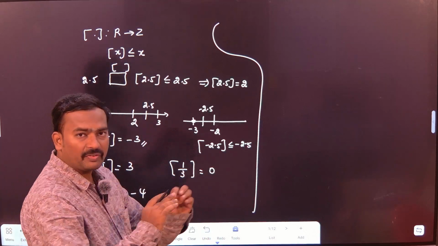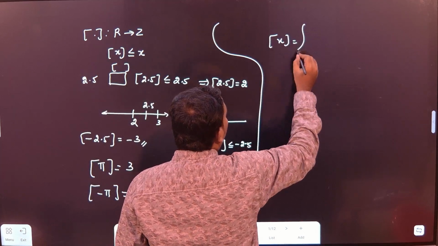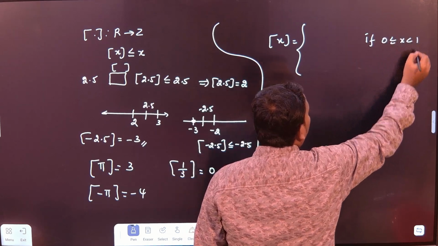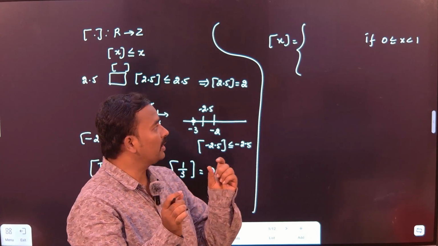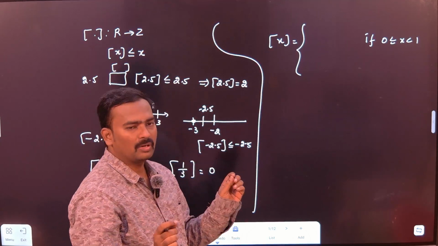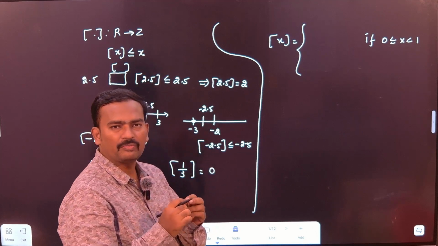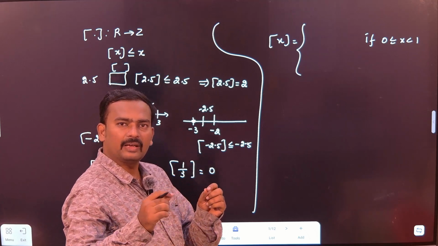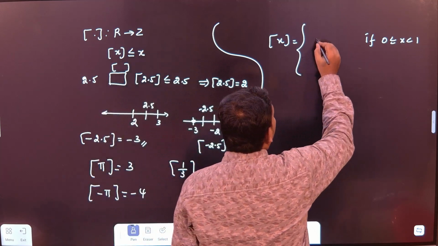So then how to define the greatest integer function? You can see the greatest integer function is defined like this. Suppose I take x in the interval 0 to 1, with 0 included, 1 not included. If you take any real number there, you will get what? 0, right? Because 0.5, the greatest integer will be 0. If I take 0.999, you get 0 only. So you should not include 1. So it will be 0.